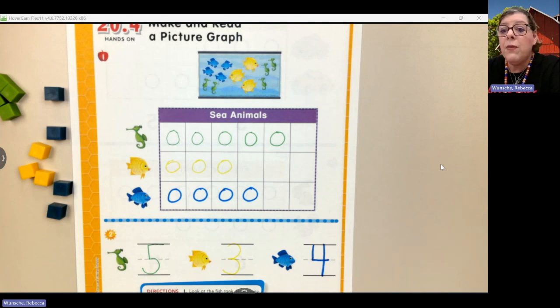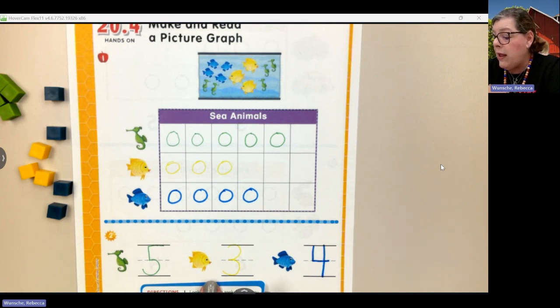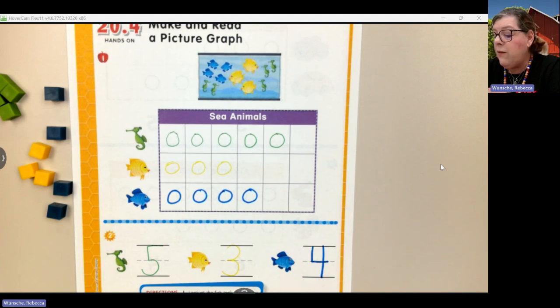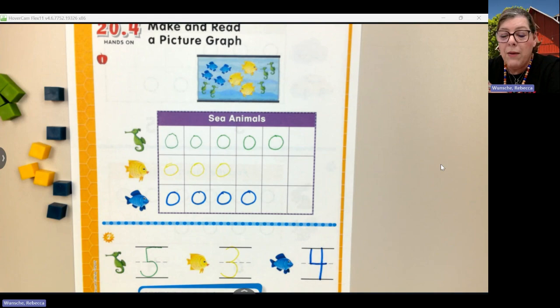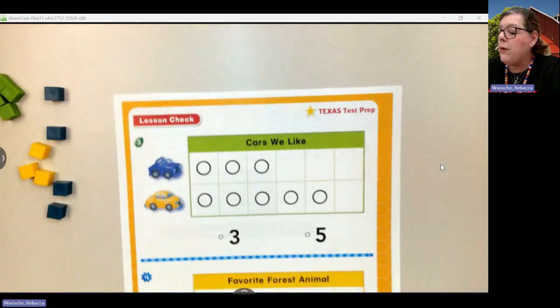Again, students can answer many questions from this. You could ask them to put them in order by greatest to least or least to greatest. This calls back to our comparing and ordering unit that we did early in our year in kindergarten. So then they could say that there were 3 yellow fish, 4 blue fish, 5 green seahorses. Something like that would be a great way to make that connection. All right, let's look at one more graph.